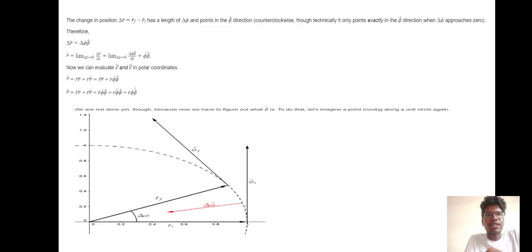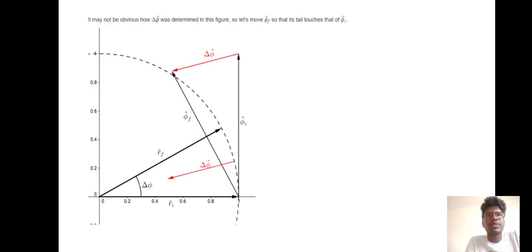The change in position, delta r equals r final minus r initial, has a length of delta theta, and points in the direction of the tangent only when delta theta approaches 0. Therefore, now we can evaluate it in polar coordinates.